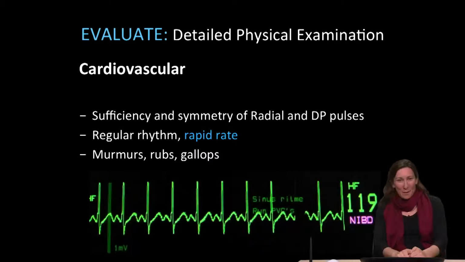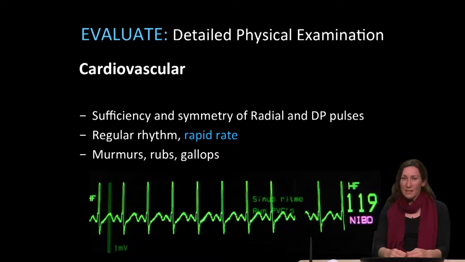On the cardiovascular exam, I assess for the sufficiency and symmetry of radial and DP pulses, for the patient's rhythm and their rate, for murmurs, rubs, and gallops. Now, cardiovascular disease is unlikely to result in altered mental status by itself. It can be an indicator of the patient's severity of illness, however. So it's extremely important to get a sense of how hard they're working at this moment. And then certainly, as we were assessing for in our initial exam, we're looking for any condition that may cause hypoperfusion, so dysrhythmias or any type of shock.